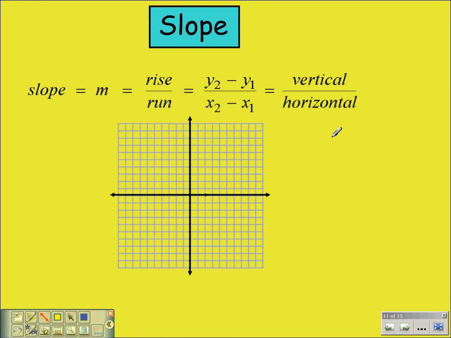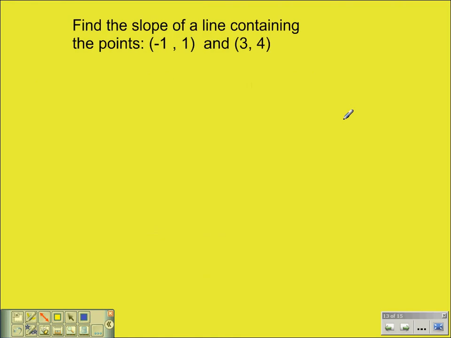We can see in this particular line here that this is going downhill from left to right, and that shows that it has a relationship that as the x increases, the y is decreasing. Therefore, it has a negative relationship. You will notice that slope is a fraction, otherwise known as a ratio. Let's take a look at an example.